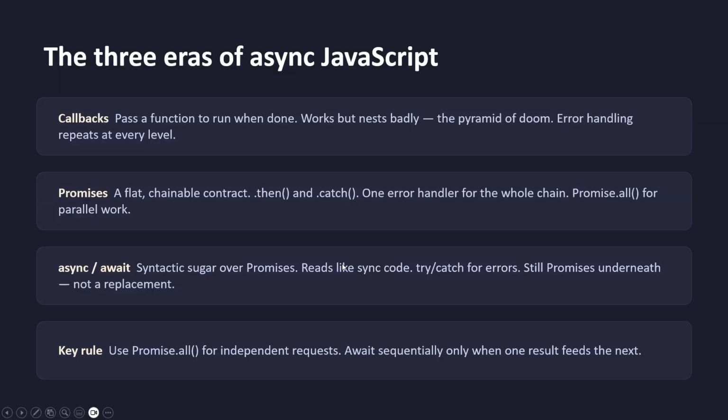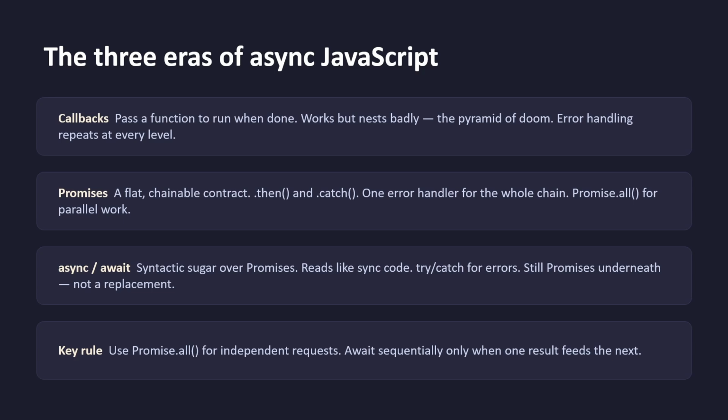So to summarize, JavaScript has evolved through 3 eras of async. Callbacks came first. They work but lead to deeply nested, hard to read code. Promises flatten that out and make it chainable, with one error handler, and promise.all for parallel work. And then async await is the modern paradigm, which made it all read like synchronous code. And that's the standard way that developers work these days. Key thing to remember is that async await isn't a different system. It still uses promises. It's just cleaner syntax on top.